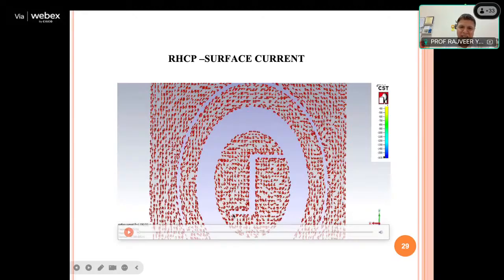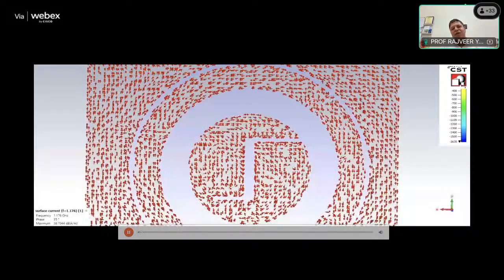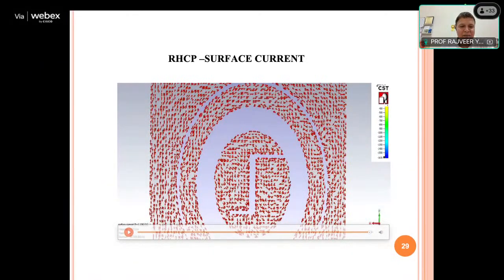If I make this one elongated and this one shorter, the dominance of electric field rotation will be taken by this arm, and the field will now rotate anti-clockwise. So this depends on the designer. You can clearly observe the field's rotation here. I'll play it again.